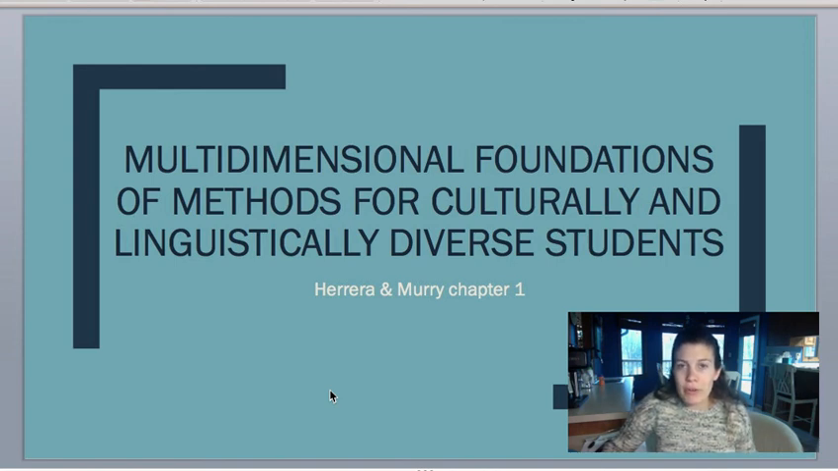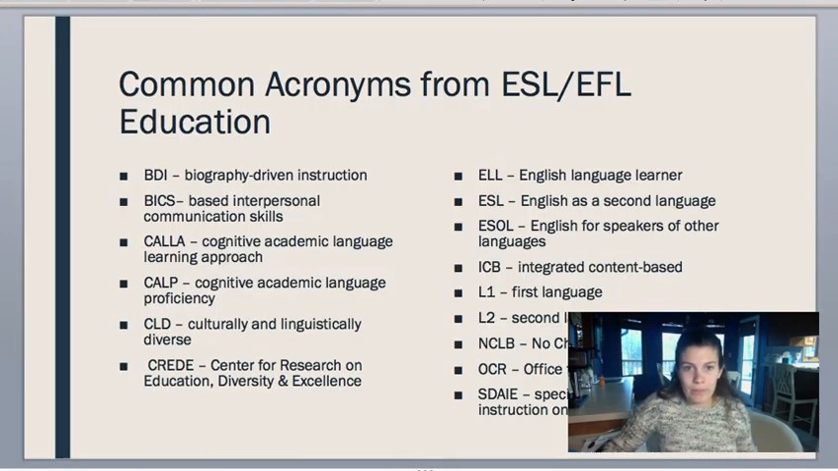Everyone, as you know, for Module 3, we have 2 readings. So we have a reading from the Nelson textbook, and also we have our first reading from the Hara and Murray textbook. So I asked you to read Chapter 1, and I'm going to briefly go over the main points from this chapter. Chapter 1 was the multidimensional foundations of methods for culturally and linguistically diverse students. We're also referring to these students as CLD students.